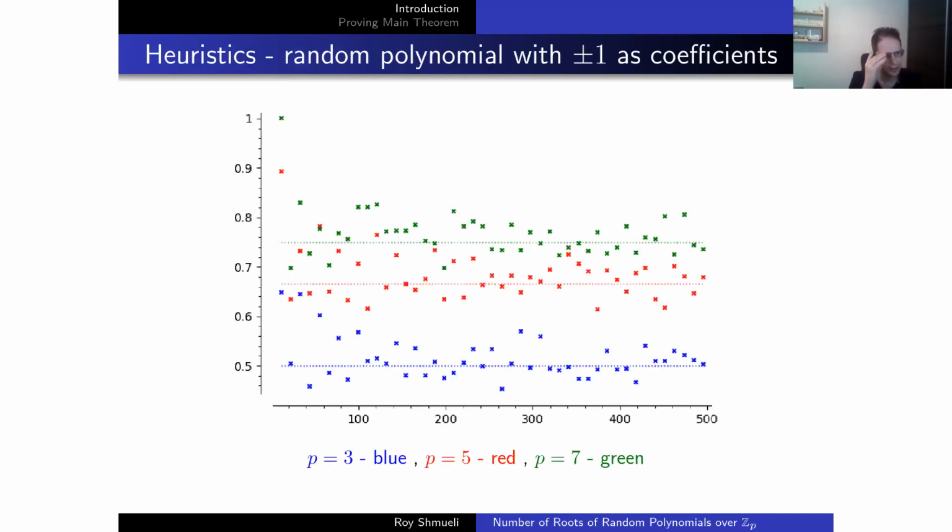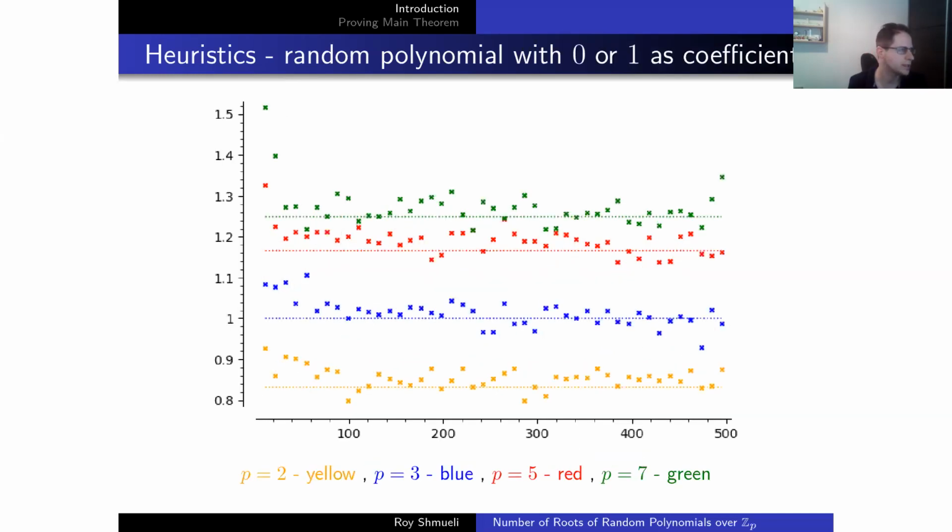Some heuristics using computers: we can see that for polynomials with plus or minus 1 coefficients, we used a computer to compute the results. The dotted line is the limit, as I found in my results. Also for 0 or 1 coefficients, we have the same.